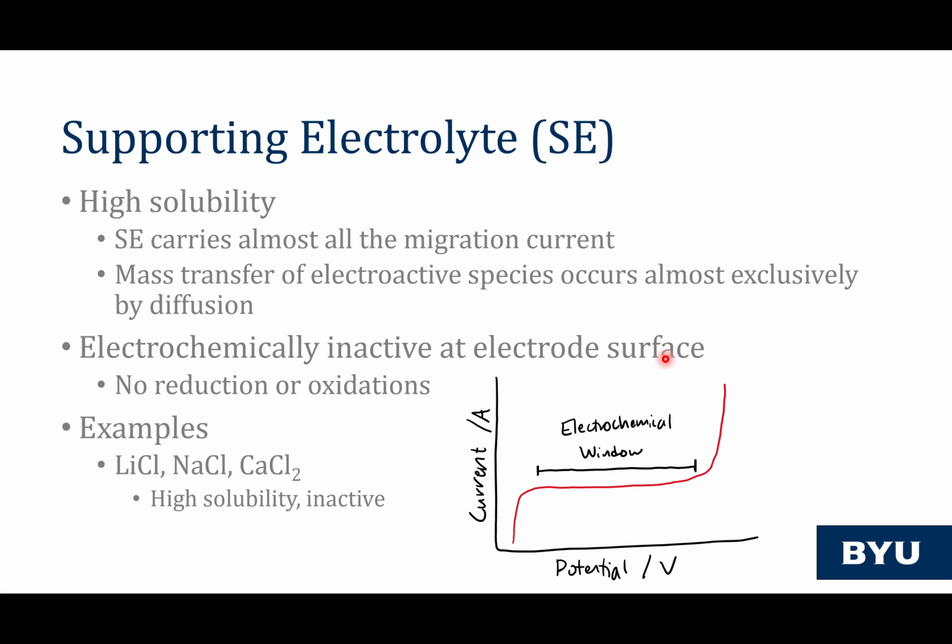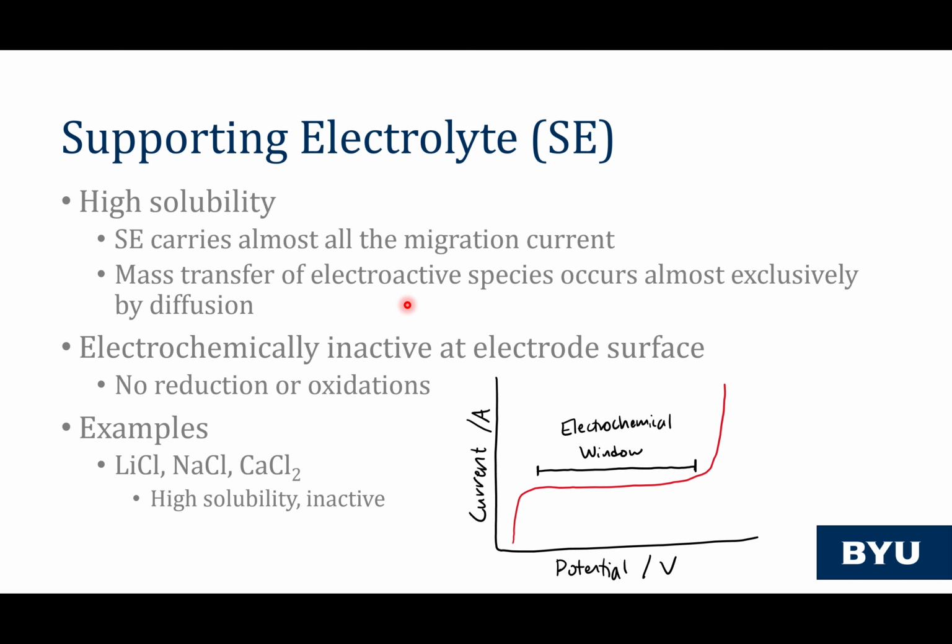What we're looking for in a supporting electrolyte is we want it to be highly soluble. The reason why is because if we can get a lot of it in there, then the supporting electrolyte will carry almost all of the migration current, and that makes it so that our analyte just has to move by convection. We can predict that, and with that prediction, using differential equations that we've talked about in previous lessons, we can predict the currents that we get.